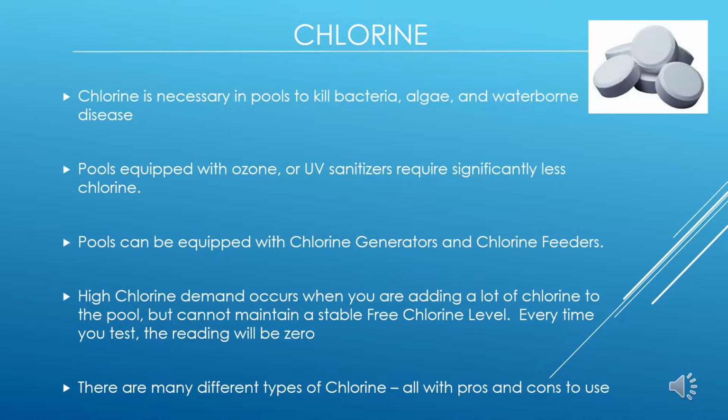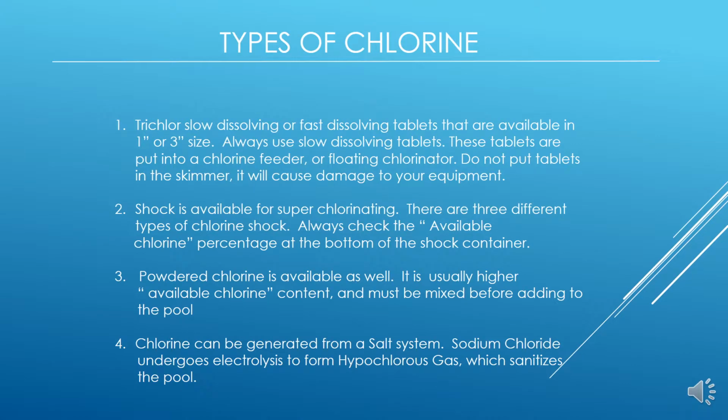High chlorine demand occurs when you're adding a lot of chlorine to the pool but can't maintain a stable free chlorine level. Something's using it up. Every time you test, the reading will be 0. And we'll also talk about the many different types of chlorine and chlorine shocks, all with pros and cons to their use. There are many different types of chlorine.